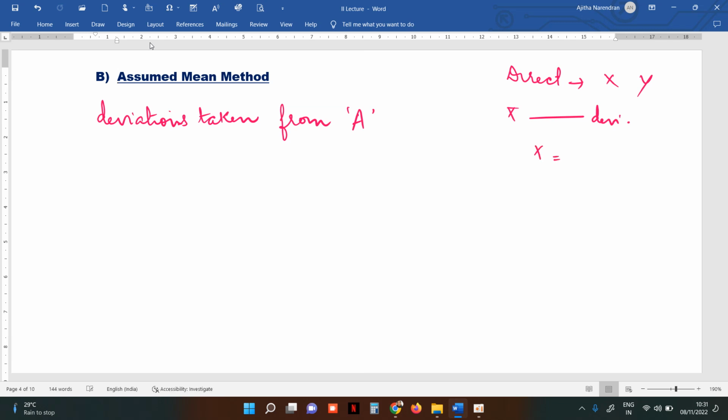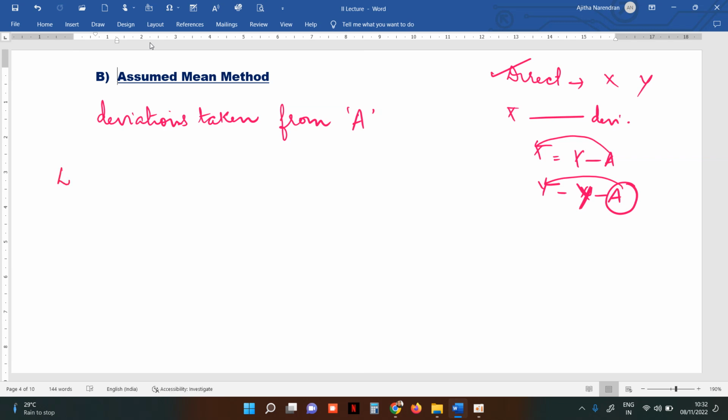For example, for x, we are going to take x minus A. Likewise, for y, we are going to take y minus A. This will be the value which we are going to select from y, and this will be the value which we are going to select from x. This is how we are going to compute. And the formula which we have seen in the direct method, on that basis itself we can learn this method.